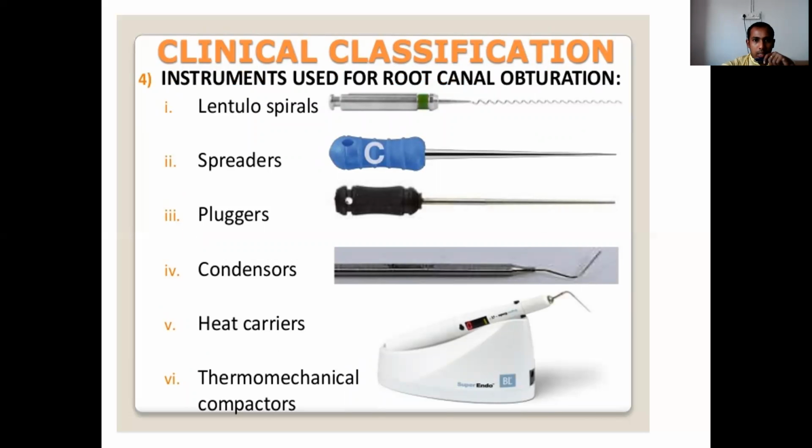And this diagram shows the various instruments used for root canal obturation. The first diagram shows the lentulo spiral. The lentulo spiral is used along with a slow speed handpiece, which is mainly used for coating the root canal with the sealer, as well as for coating the root canal with the medicament.